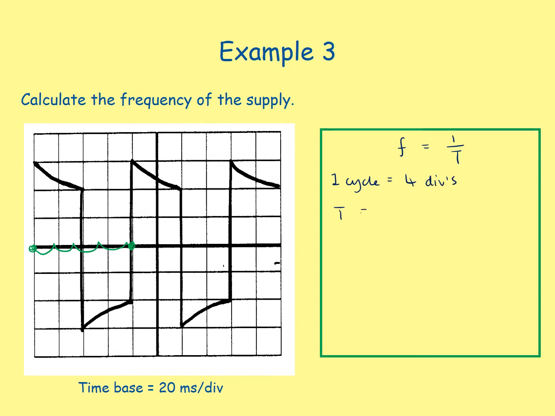Therefore, the period of the wave is our 4 divisions times by the time base of 20 milliseconds, which is equal to 80 milliseconds. So our frequency is going to be 1 over 80 times 10 to the negative 3, which is equal to 12.5 Hz.